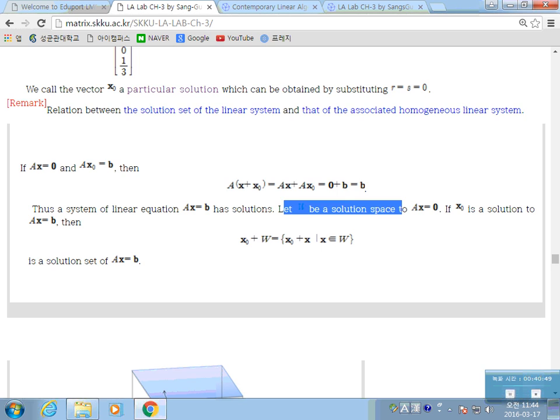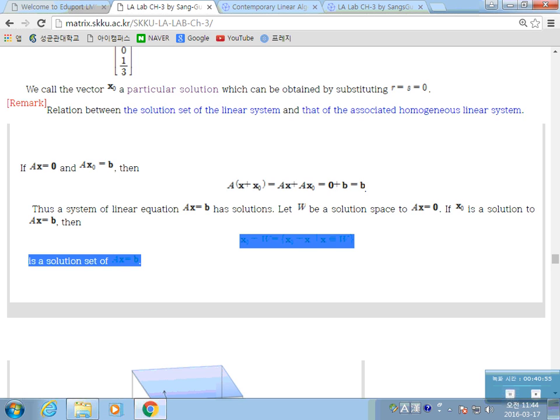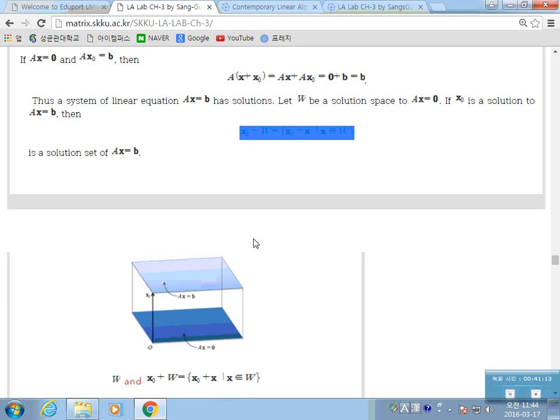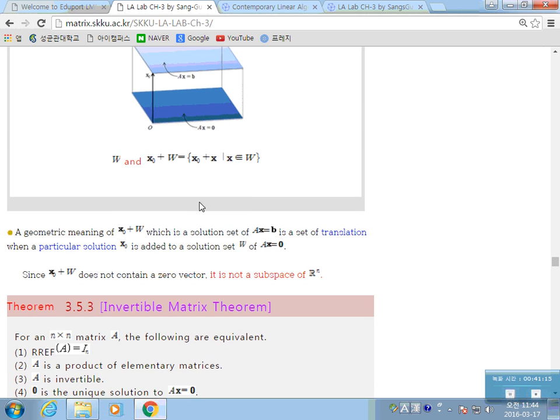So does the system of linear equations AX equal to B have many solutions? Let W be the solution space of AX equals 0. Then if X0 is a solution to AX equals B, then this is the solution set. So when you are looking for the solution set of AX equal to B, find W and a particular solution X naught in an easy way, then shift, that is, translate the solution space W to this. This is the idea.